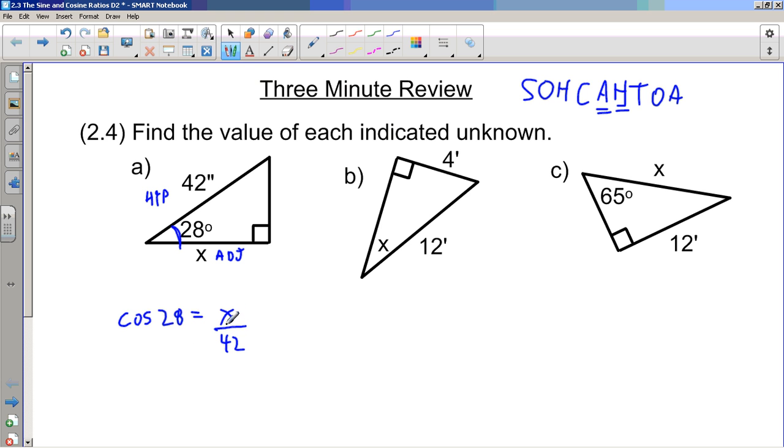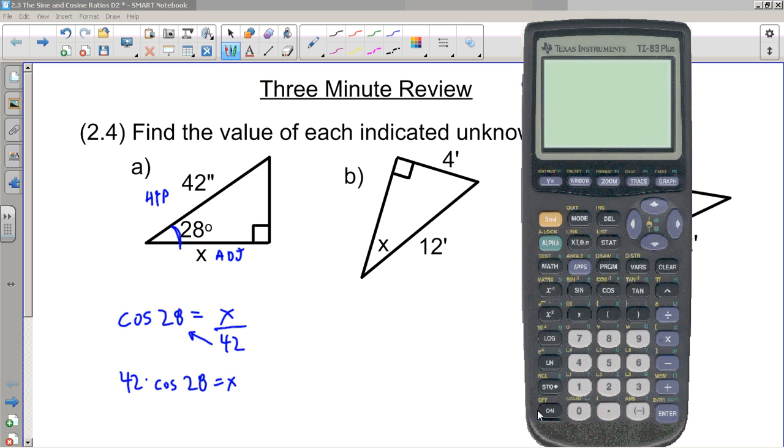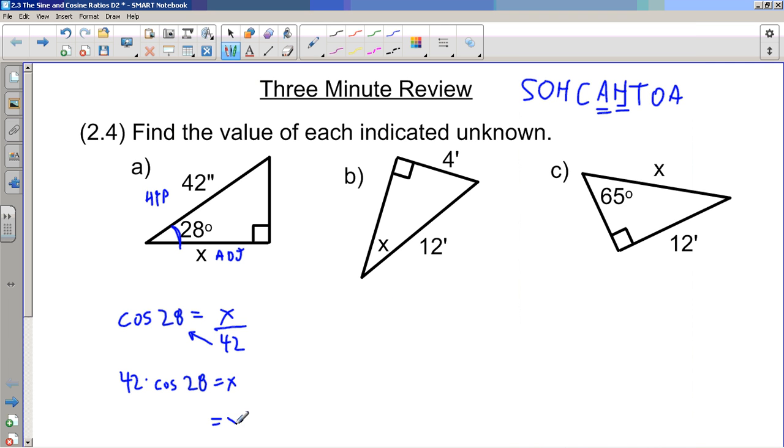And now all we have to do is solve for x. How do I solve for x? It's divided by 42, so I'm going to multiply by 42. So I have 42 times the cosine of 28 degrees. And I'm going to put that into my calculator. I got my graphing calculator ready to roll here. 42 times cos of 28. And I press enter, and I get 37.1-ish. Is about 37.1 inches. And I know it's weird that we've got 0.1 inches, but that's okay.